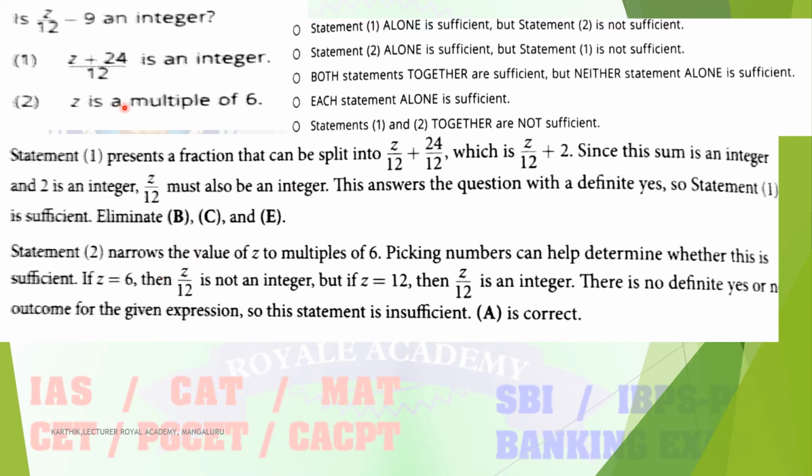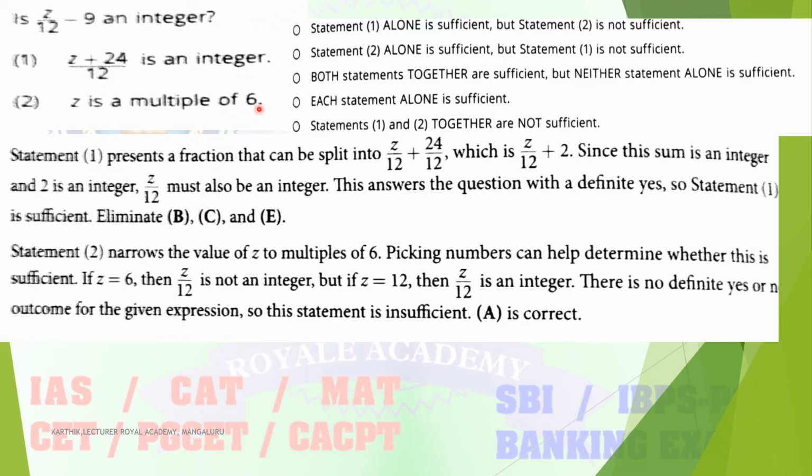Statement 2, what is that? Z is a multiple of 6. So you can take z is equal to 6. If you take 6, what happens? 6 divided by 12 minus 9 is not an integer, so you will get the answer no.